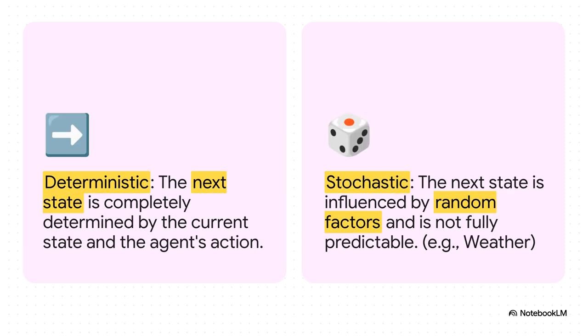Next, is it deterministic or stochastic? A deterministic world is predictable. If you move a puzzle piece, you know exactly what will happen. But a stochastic world has randomness baked in. When a car's AI decides to change lanes, it can't know for sure what other drivers will do. Will they speed up? Will it suddenly start to pour rain? That uncertainty is a huge complication.